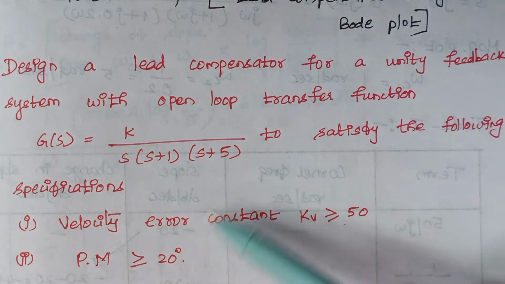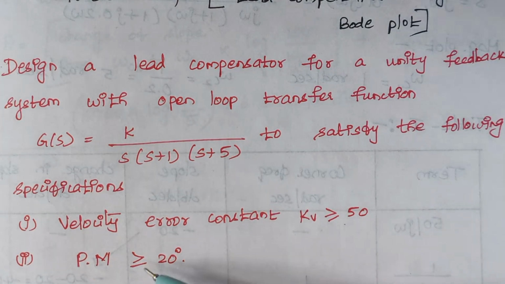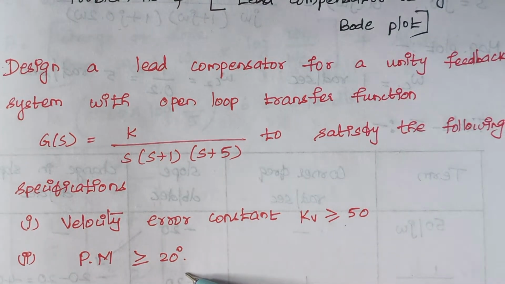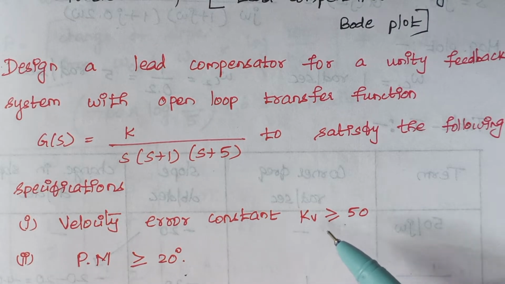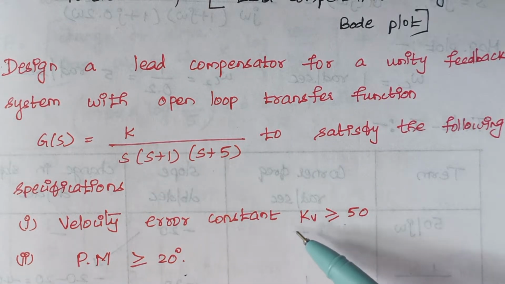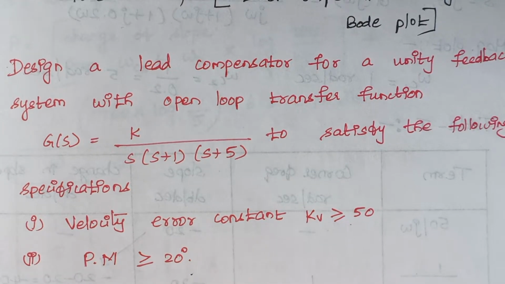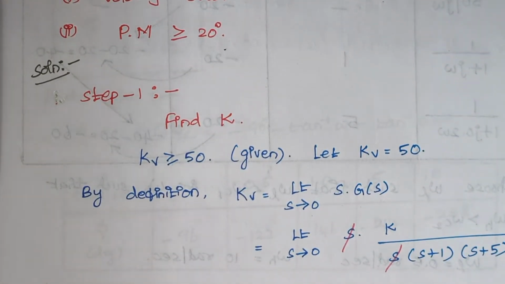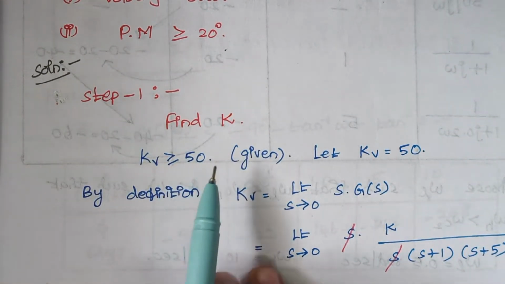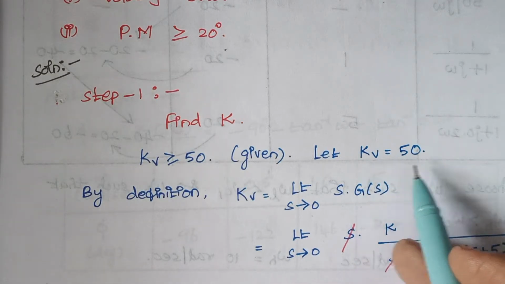Now we are asked to design a lead compensator such that the phase margin should be greater than or equal to 20 degrees, right? And this velocity error constant kV is given here. The main purpose is we are going to find the value of k using this kV. This is our step number 1, finding the value of k. So kV is greater than or equal to 50. For our consideration here, we are taking the value of kV as 50.